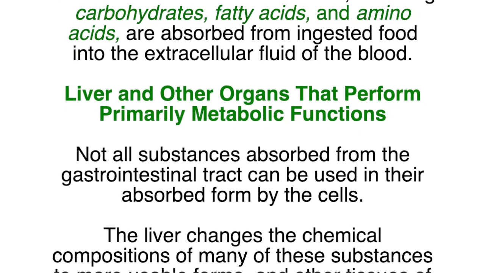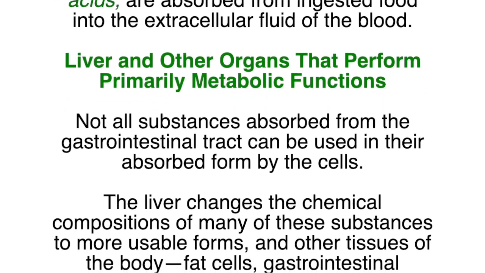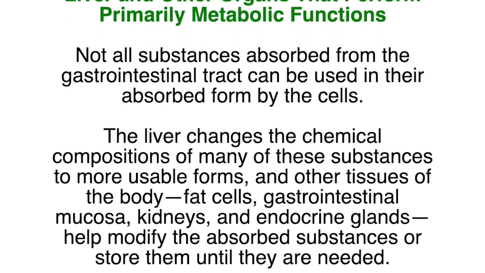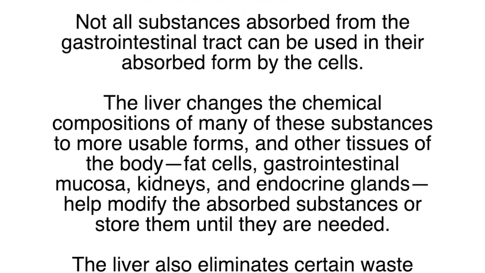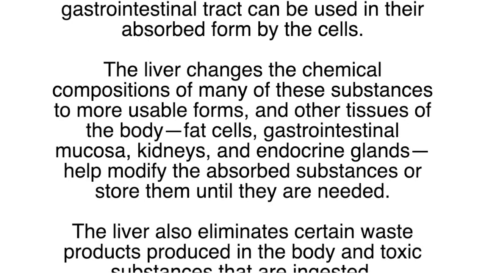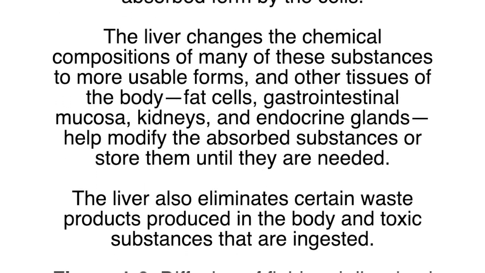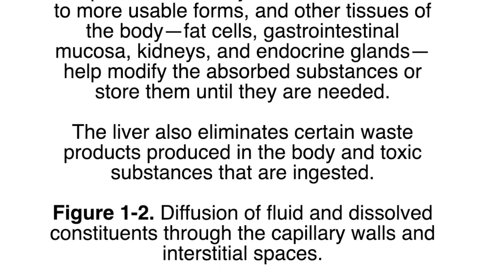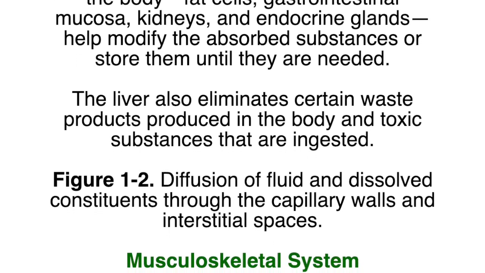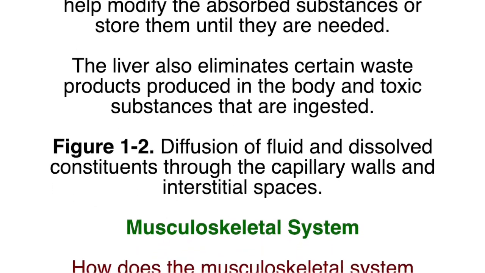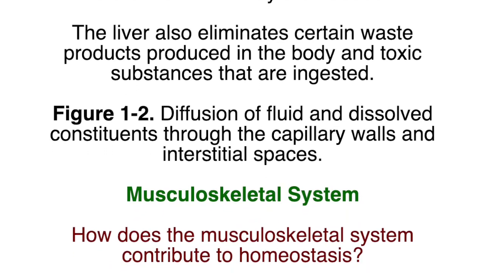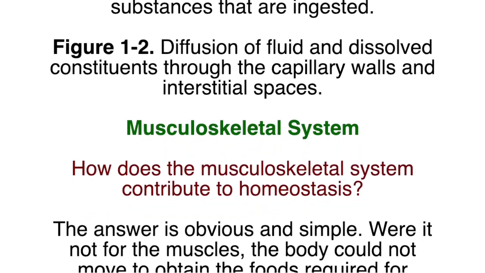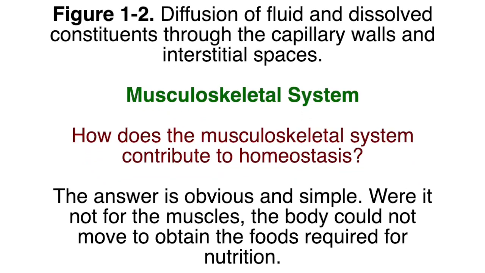Not all substances absorbed from the gastrointestinal tract can be used in their absorbed form by the cells. The liver changes the chemical compositions of many of these substances to more usable forms, and other tissues of the body, fat cells, gastrointestinal mucosa, kidneys, and endocrine glands help modify the absorbed substances or store them until they are needed. The liver also eliminates certain waste products produced in the body and toxic substances that are ingested. Figure 1-2 shows the diffusion of fluid and dissolved constituents through the capillary walls and interstitial spaces.